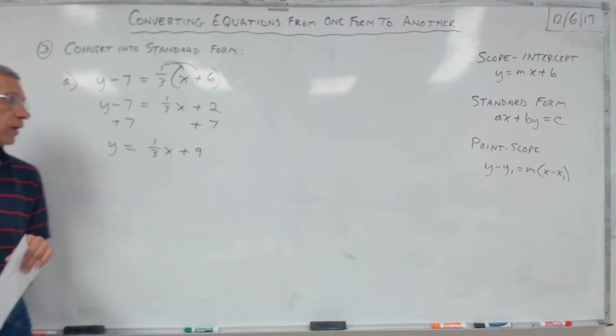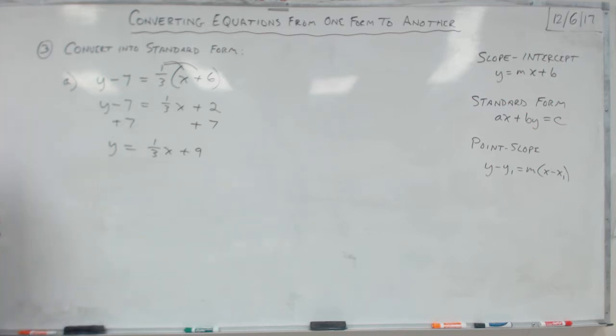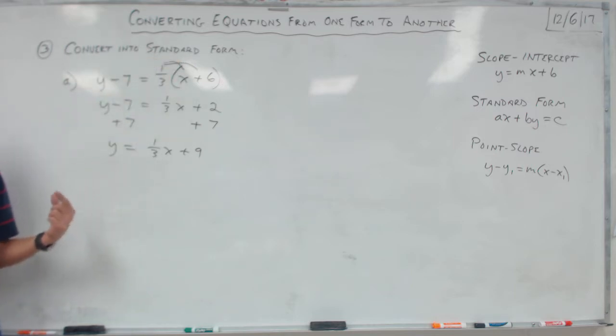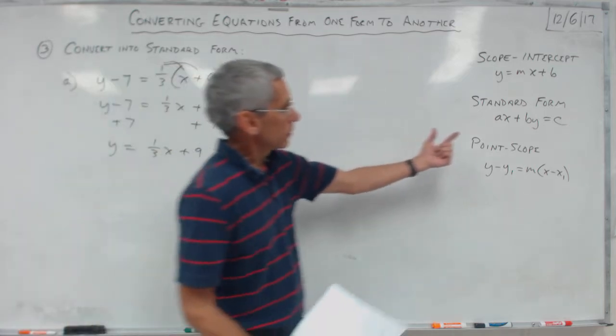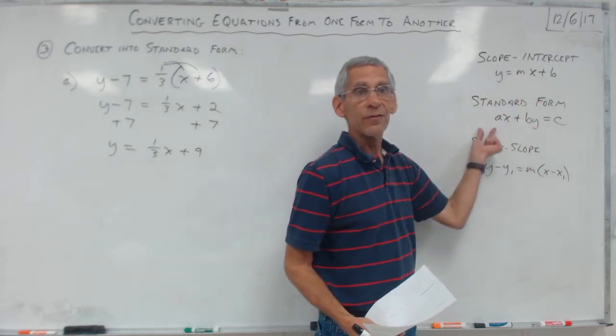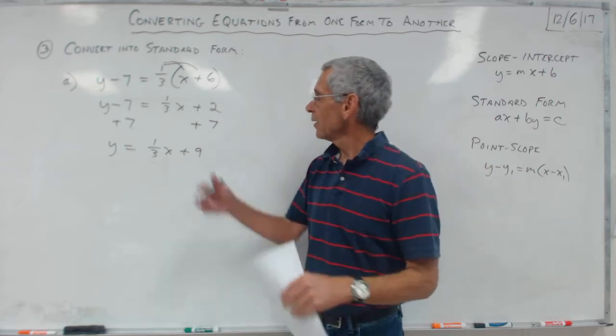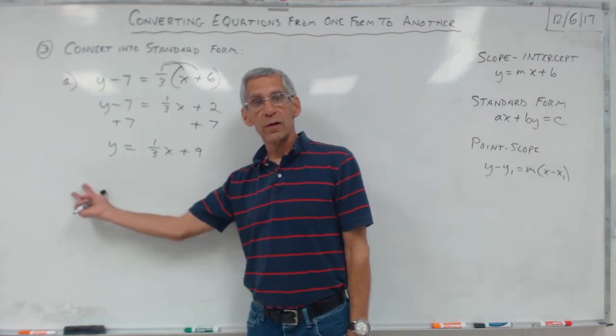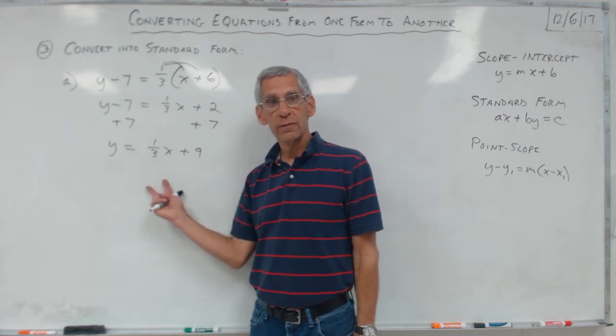So Rico, what would you do now? We have it, remember, we're trying to go to standard form. We want to have the x and the y on the same side. I have the x to the right of the equal sign. I want the x to the left of the equal sign. So how can I move 1/3 x to the other side?